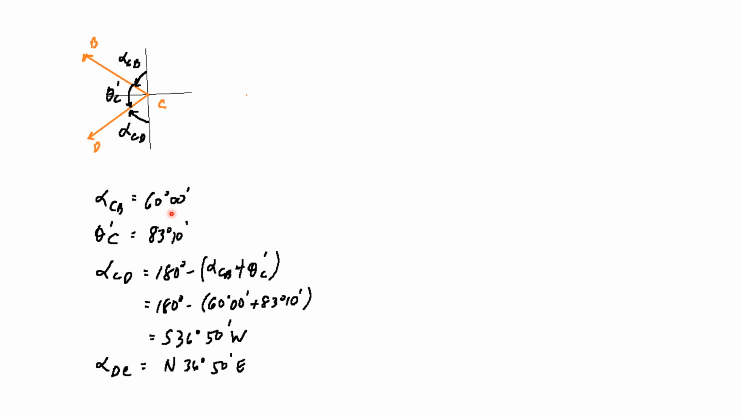At station C, we have alpha of CB and theta prime C. We calculate for the bearing alpha CD. Alpha CD is just the difference between 180 and the sum of alpha CB and theta prime C. So substituting the values, we have alpha CD equal to 180 degrees minus the sum of 60 degrees and 83 degrees 10 minutes, which is south 36 degrees 50 minutes west. The back bearing being alpha DC equal to north 36 degrees 50 minutes east.